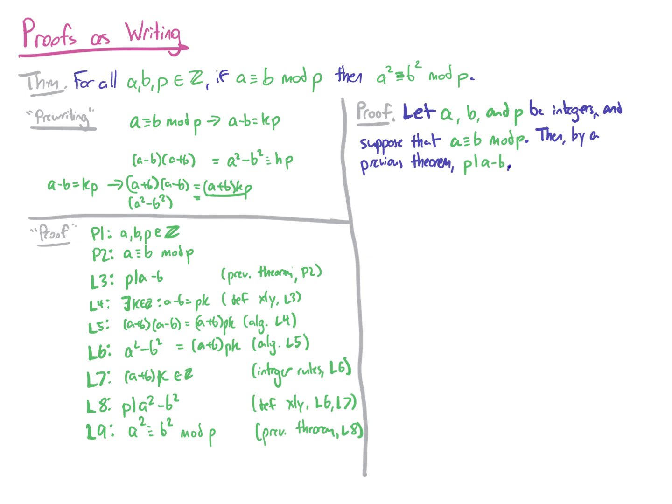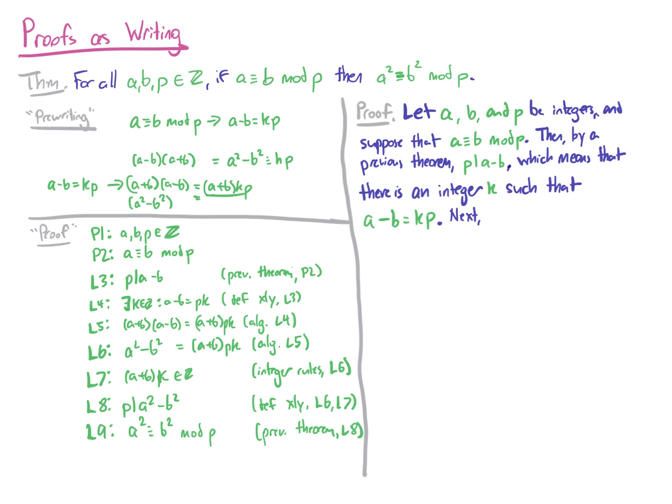I'll actually even turn this period into a comma. I'm going to keep going in this sentence, which means that there is an integer, we'll call it k, such that a minus b equals k times p. So this is our definition, and we're now essentially stating line 4 here.